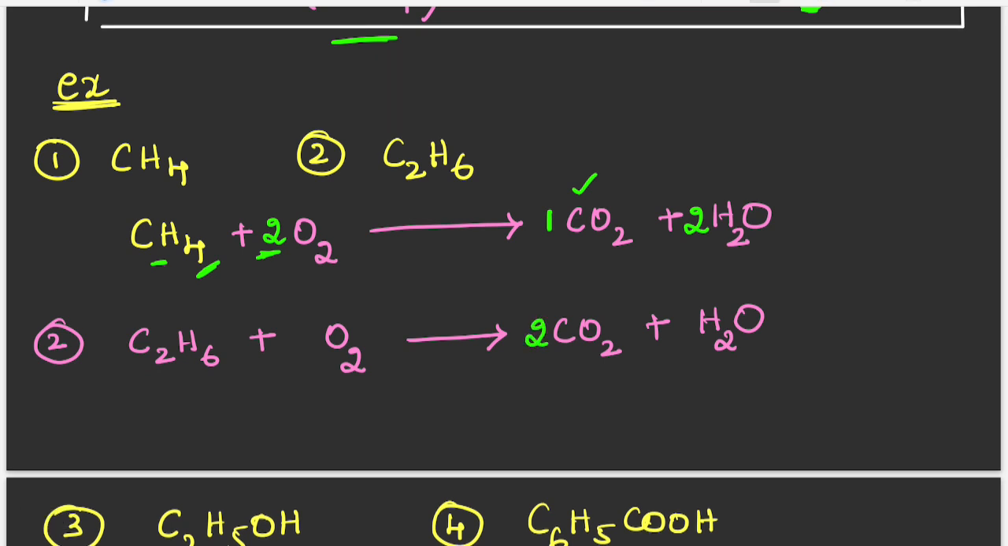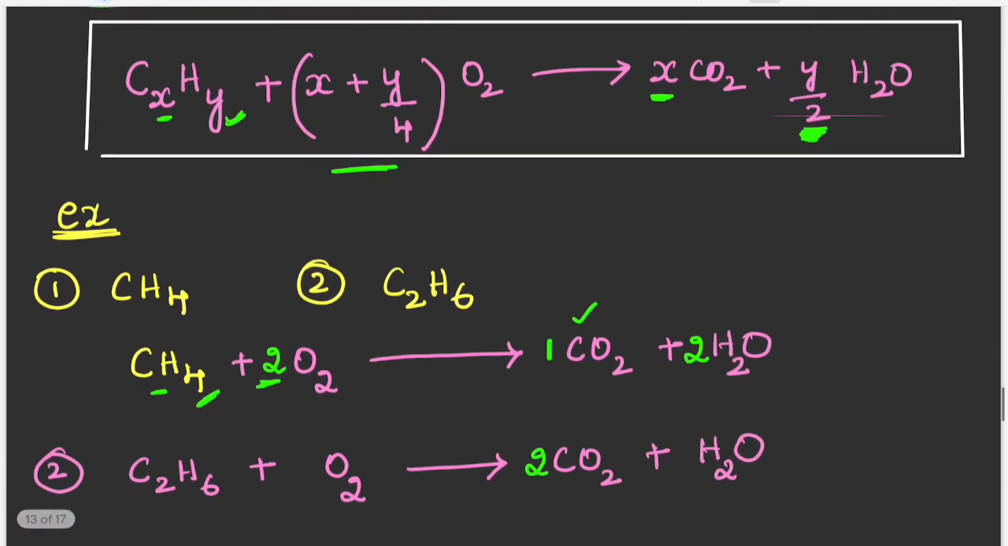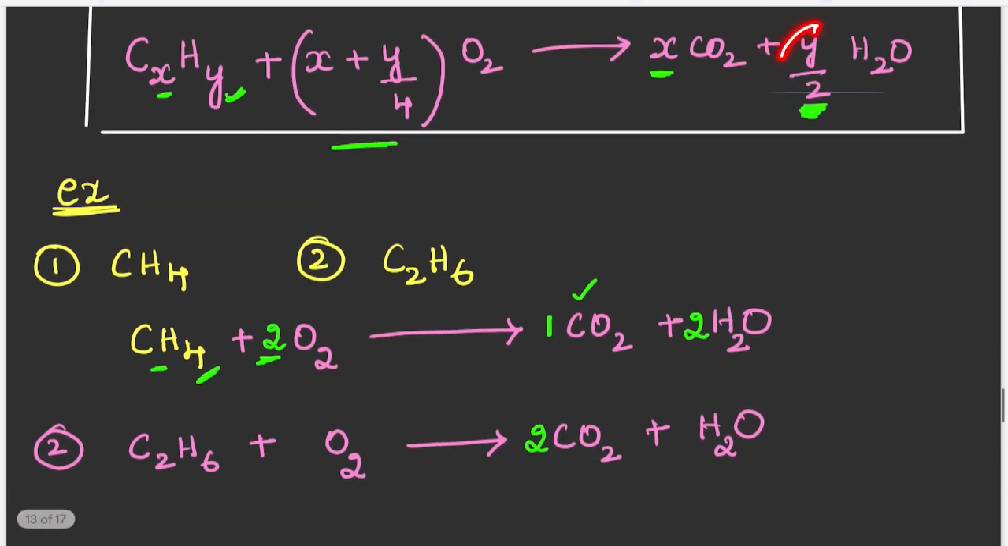And then next, balance hydrogen. To balance hydrogen, see here, y by 2. What is the value of y? y is 6. So 6 by 2, how much will you get? 6 by 2 is 3. So you will be writing 3 here. So hydrogen is also balanced.